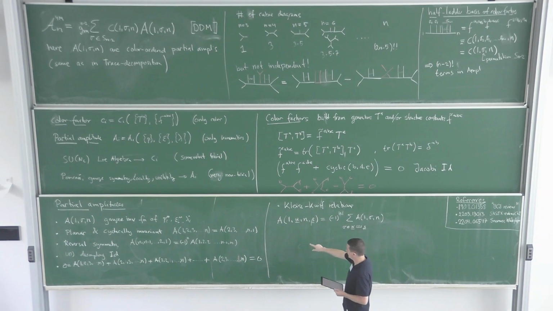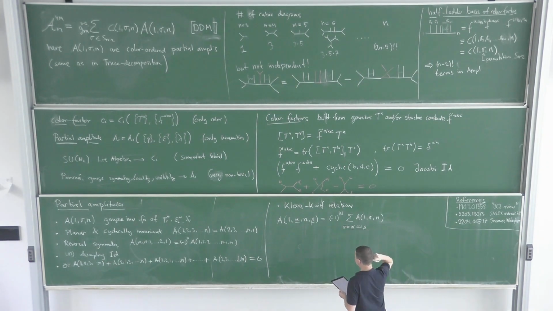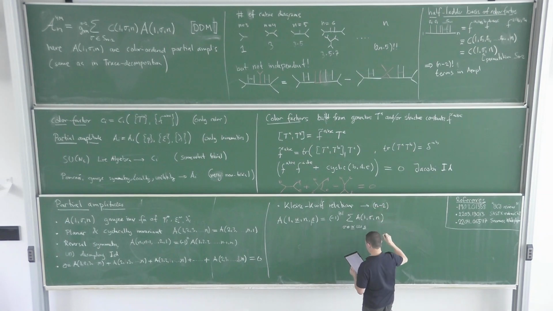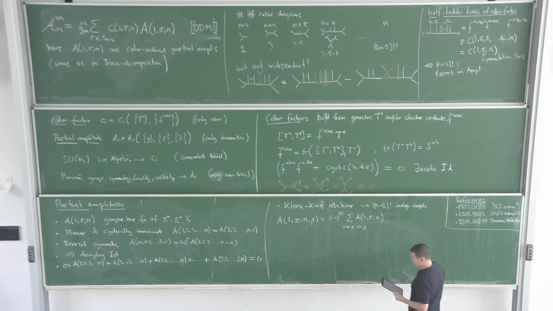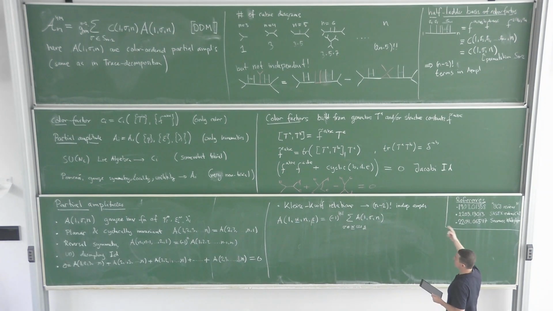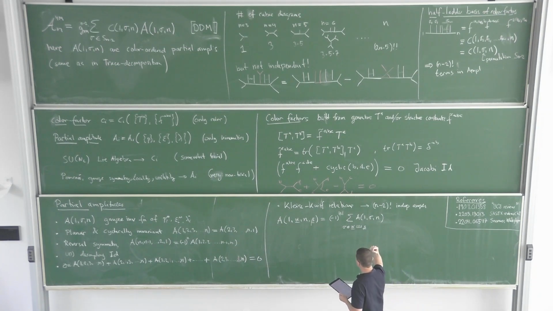So given this formula, if this is true, you can convince yourself that you have put yourself in this n-2 factorial basis. Essentially this formula implies that the partial amplitudes have a basis of n-2 factorial independent amplitudes. And it shouldn't be a surprise, because that's exactly the same number as we got by analyzing the color factors, right? And so these numbers have to agree.